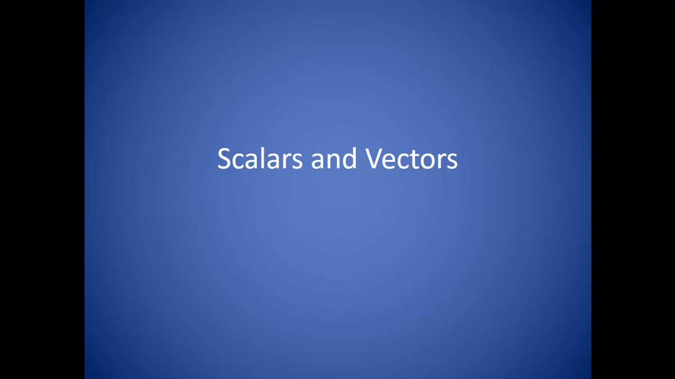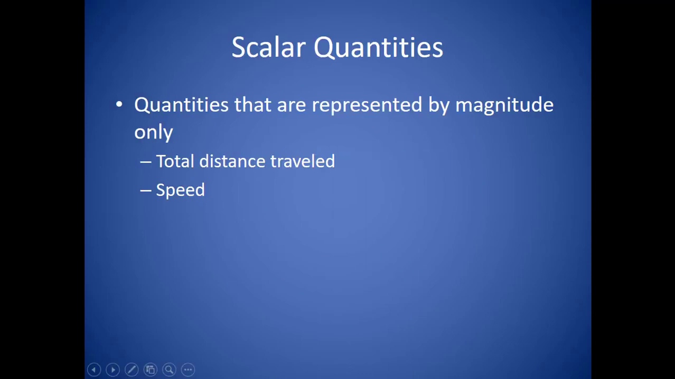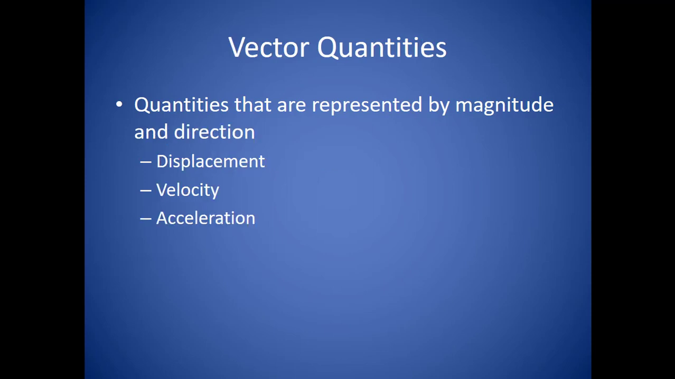All right, so up to now, we've been designating different quantities as either scalars or vectors. Scalar quantities are those that are recorded as magnitude only, such as the total distance that an object travels or its speed. Other quantities that we will discuss later on include temperature, time, and mass. Vector quantities are those that are recorded with a magnitude as well as a direction.